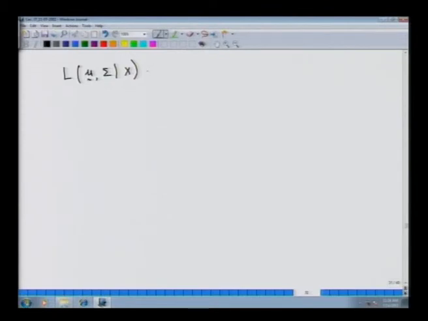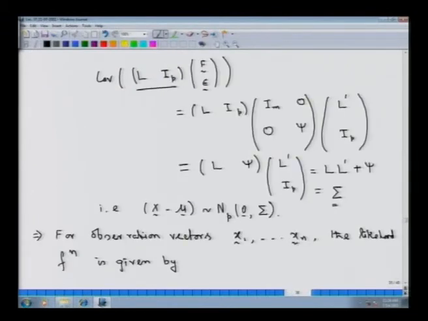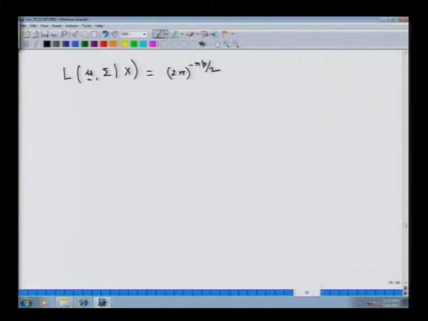So, given x, this is going to be given by 2 pi to the power minus np by 2. Why is that? Because we have a random sample of size n and each of the random samples is a multivariate normal with dimension p. So, for each of these random samples we will have a 2 pi to the power minus p by 2, that is the dimension of the multivariate normality, and we have n such terms, and hence we have this factor as 2 pi to the power minus np by 2, and then we will have a determinant sigma to the power minus n by 2.